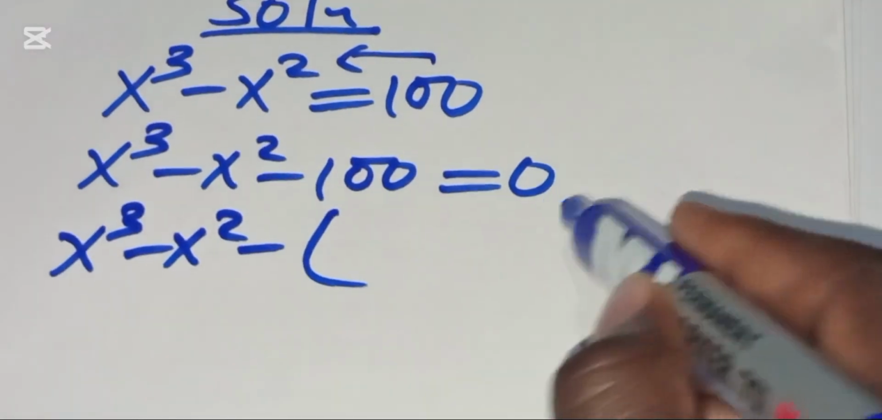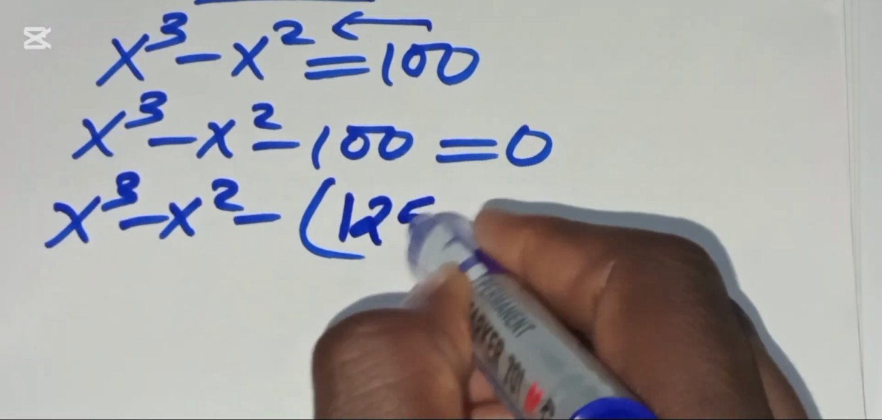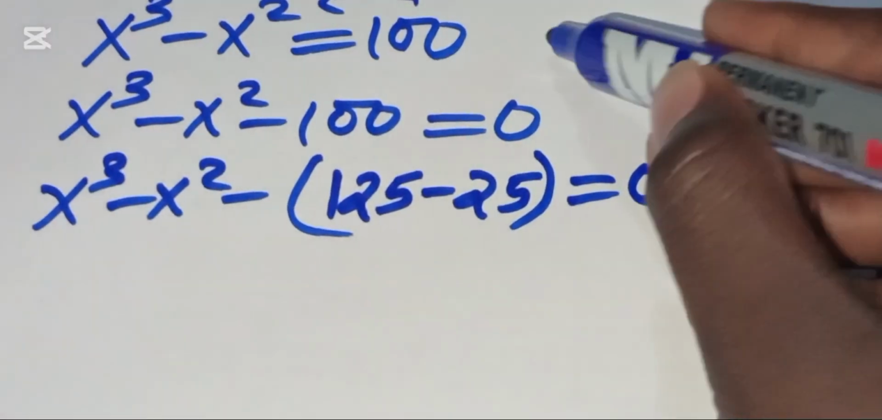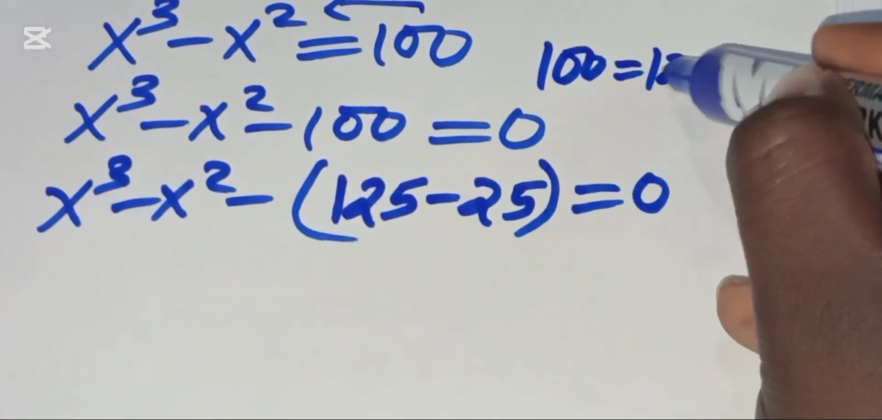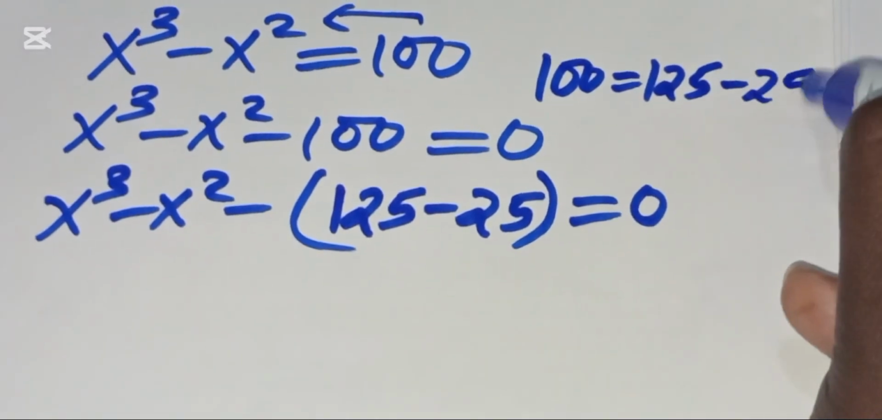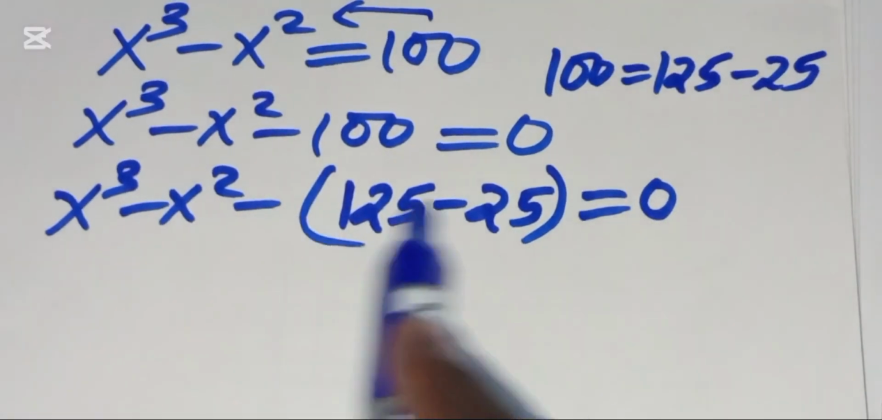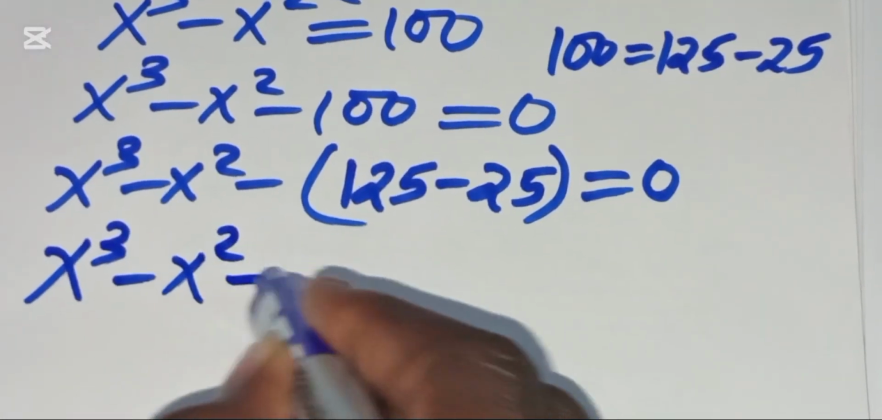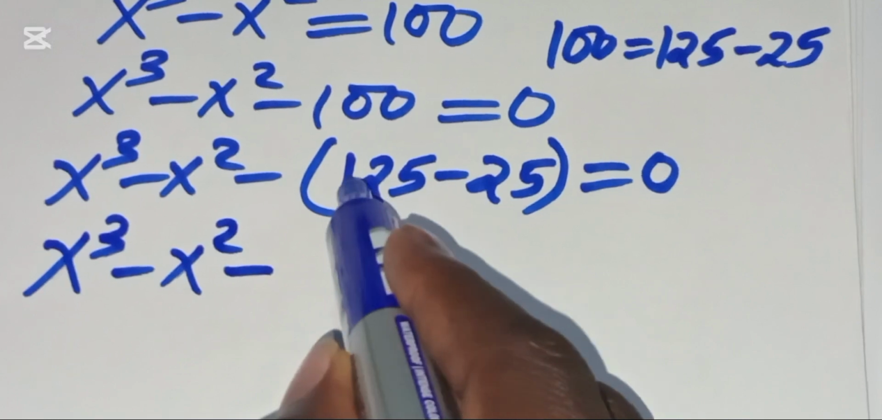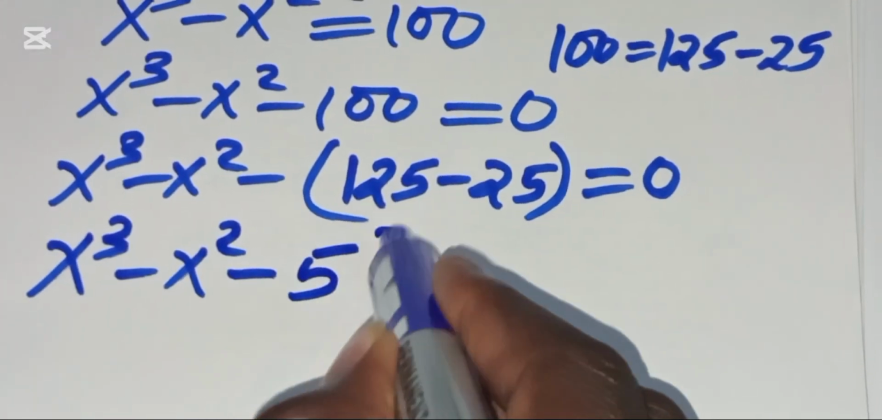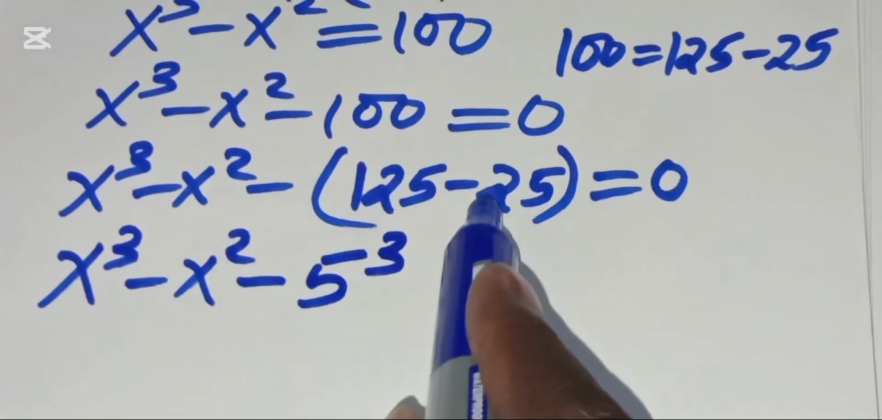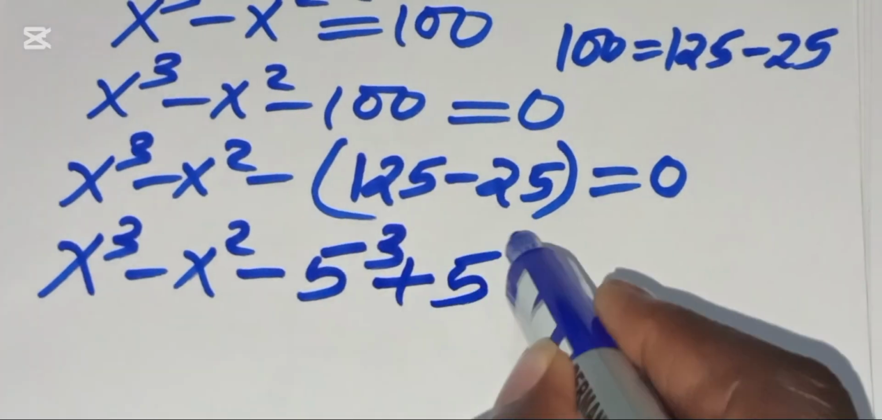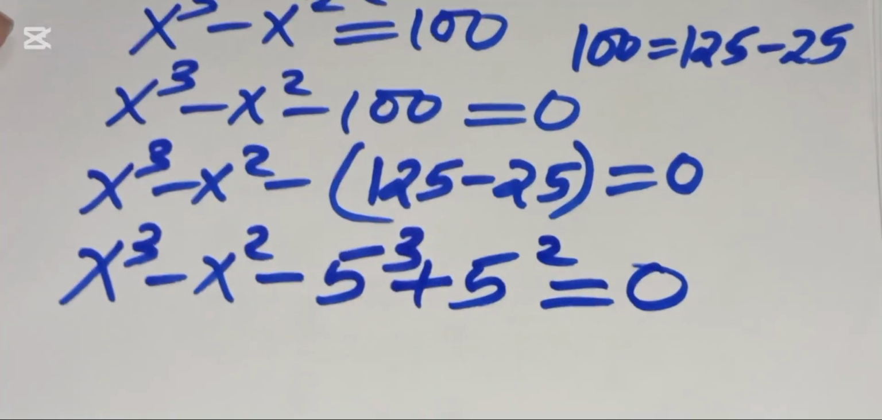100 can be expressed as 125 subtract 25. We are saying that 100 can be expressed as 125 subtract 25. It's the same thing, okay? Now from what we have here, this is x cubed subtract x squared subtract... Now 125 can be expressed as 5 cubed, okay? Negative times negative 25, this is plus 25, which can be expressed as 5 squared. This is equal to 0, okay?